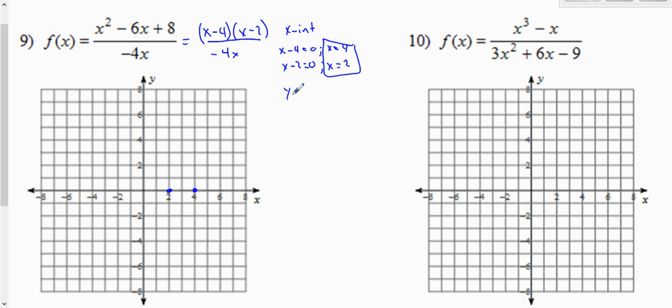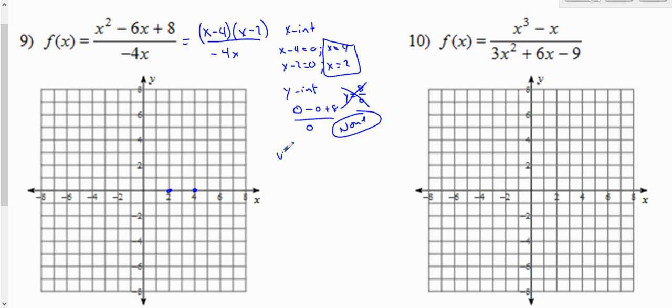For our y-intercept, we plug in the value of 0. We will get 0 minus 0 plus 8 over 0. That means we have y equals 8 over 0, which is undefined. So we do not have any y-intercepts.